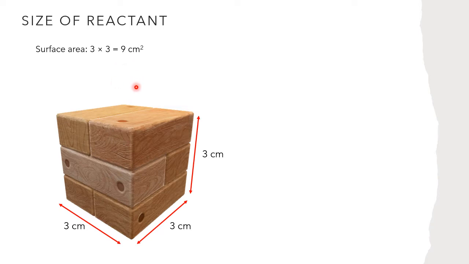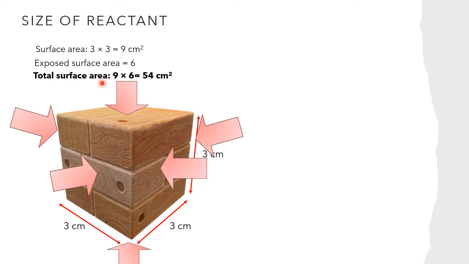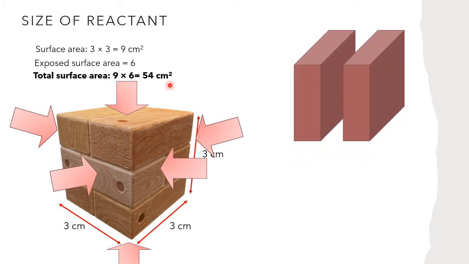Now we must calculate how many exposed surfaces this wooden block has. Okay, 1 on the top, 2 at the bottom, 3 on the side, 4, 5, and 6. So the number of exposed surfaces is equal to 6. Therefore, the total surface area for this wooden block is 9 cm square times 6, which is equal to 54 cm square. Alright, let's say I cut this wooden block into two.